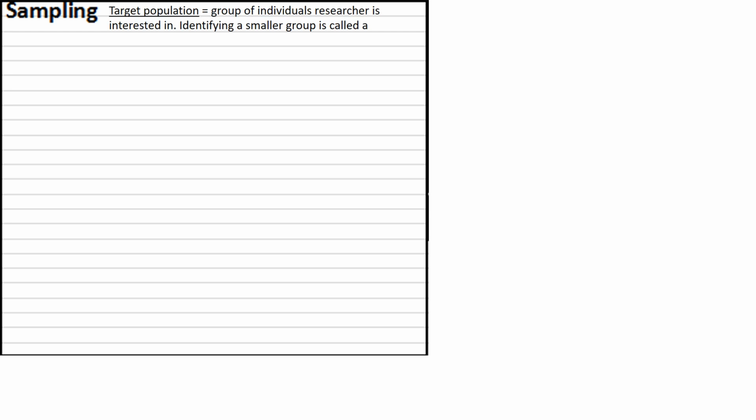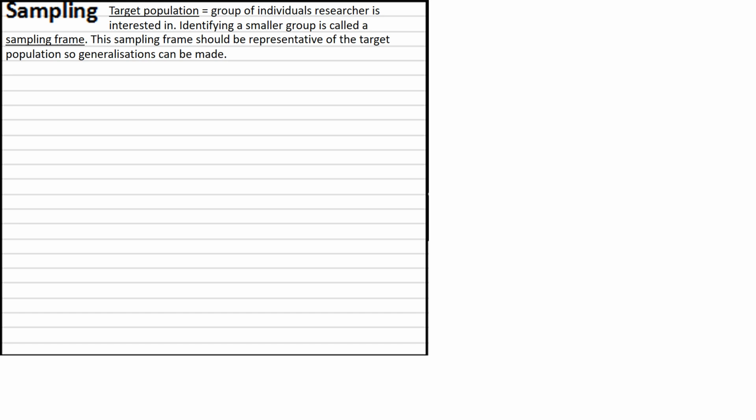Now, when we start to think about sampling, the first thing we need to think about is our target population. This is the whole group of individuals that, as a researcher, you're interested in finding out about. This could be everybody in the UK, teenagers, or people of a particular religion. We then need to identify a smaller proportion of those individuals called the sampling frame. These are people that we are able to take our participants out of.